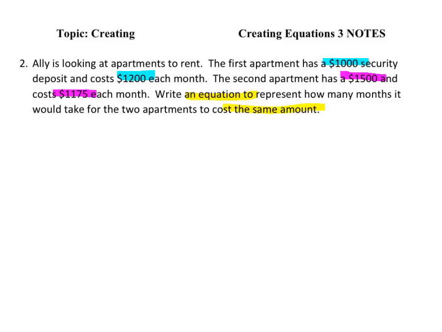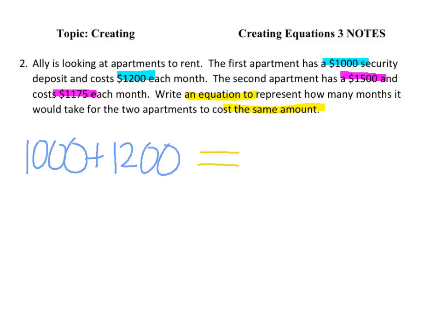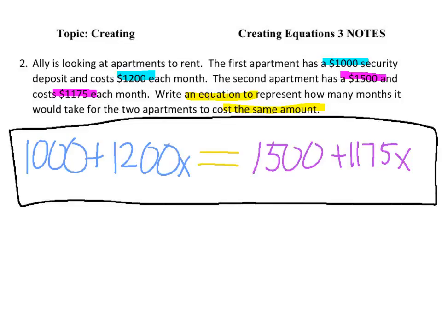Now, because I want the apartments to be the same, that means I need an equal sign. Let's take a look at the first apartment. That one starts out with a $1,000 security deposit, and then $1,200 per month. Now I don't know how many months, so I'm just going to put X. The second apartment has a $1,500 security deposit, and then it costs $1,175 per month. Again, we don't know how many months they'll be living there, so I'm just going to put an X. This is the equation that you should have.